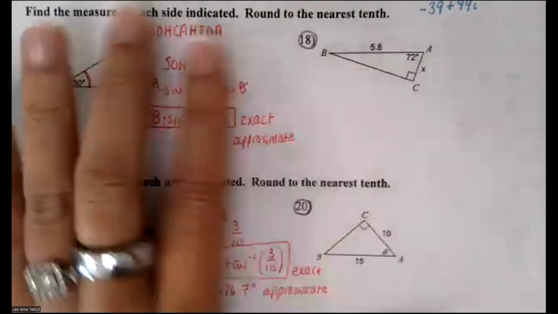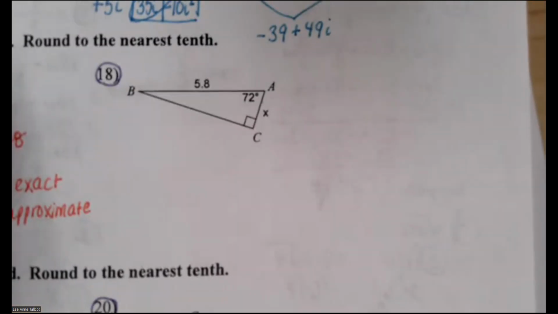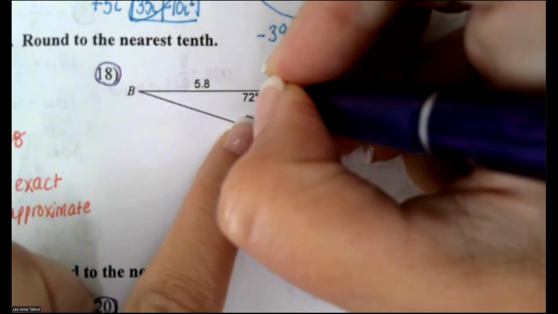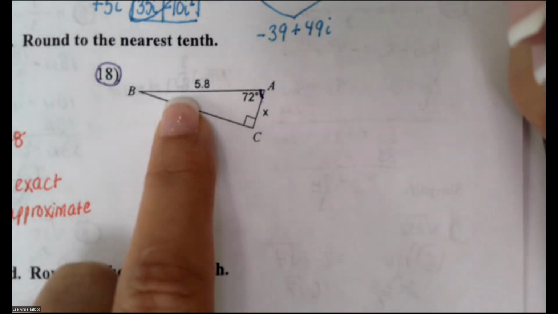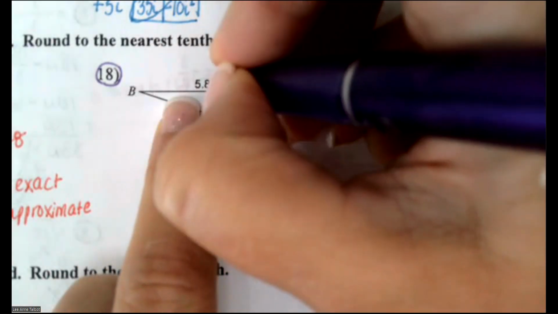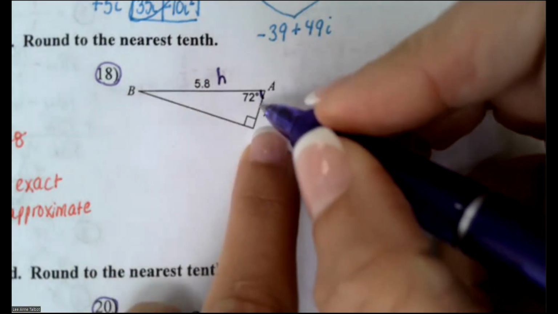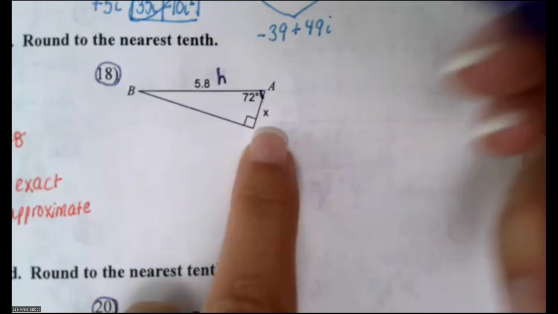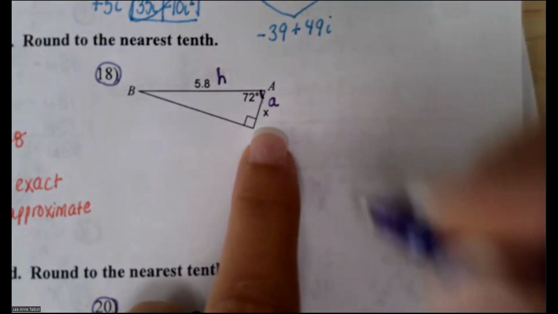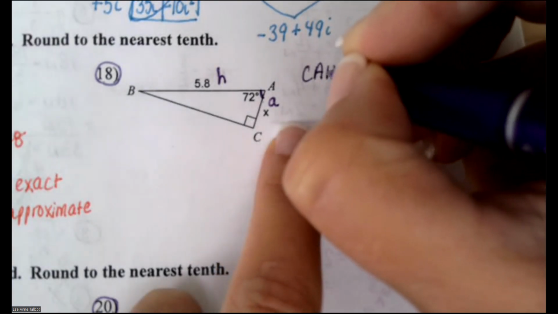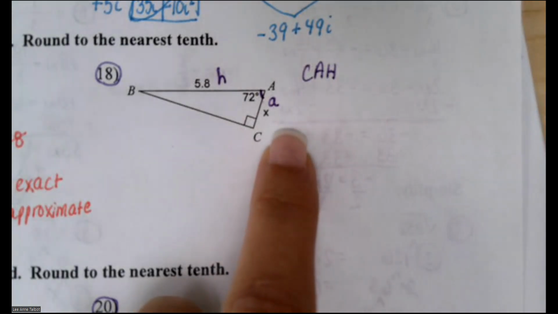Okay. Next, we need to decide if we have SOH, CAH, or TOA. And so I marked the 72 here. And I noticed the 5.8 is the hypotenuse, correct, everybody? So I'm going to put a little h there. And the x is right next to the 72 degrees, so that's adjacent. Adjacent and hypotenuse is cosine.